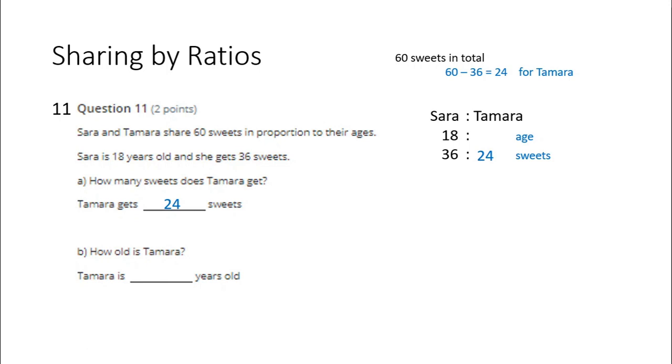So now, to work out how old Tamara is, we have to look at the relationship between these ratios. I can see that 36 is twice 18. Or to get from 36 to 18, I need to divide by 2. Just like we did before with our ratios for currency, we have to do the same thing to the other side. So if I'm going to divide this side by 2, I'm going to divide that side by 2. So 24 divided by 2 is 12. Tamara must be 12 years old. And that makes sense that Sarah was older, she got more sweets. Tamara was younger, she got less sweets. Tamara is 12 years old, sorry.